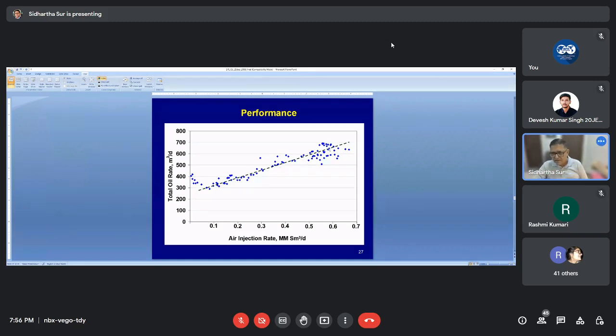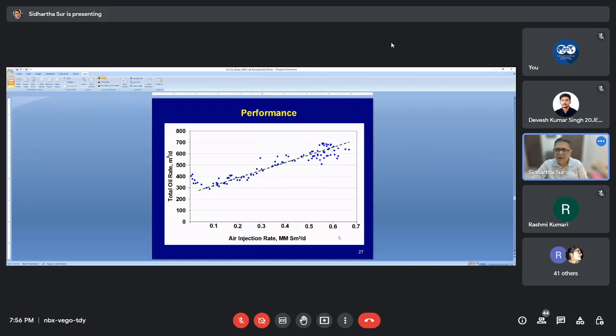And here there is a cluster of information. That means based on the completion strategy of the field, it could not take in more air. So this was the peak optimized air injection which the field could survive, around 0.5 to 0.6 million standard cubic meter per day. So this tells you the journey of air, the beauty of the in-situ combustion process.